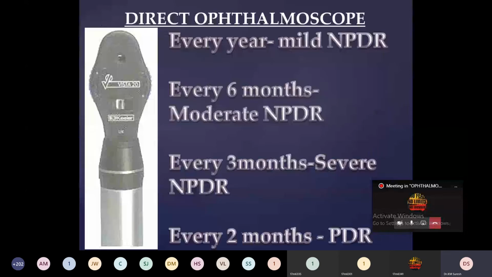This is the picture of direct ophthalmoscope. You must know the difference between direct and indirect ophthalmoscope, I keep telling you. So when do you call diabetic retinopathy patients for follow-up? Every year you have to call the patient for follow-up if he is having only mild NPDR. Every 6 months if the patient is having moderate NPDR. Every 3 months if the patient is having severe NPDR. And once proliferative diabetic retinopathy ensues, you have to call the patient for follow-up every 2 months.